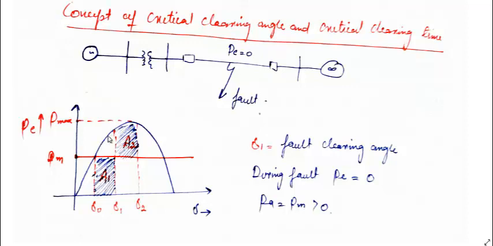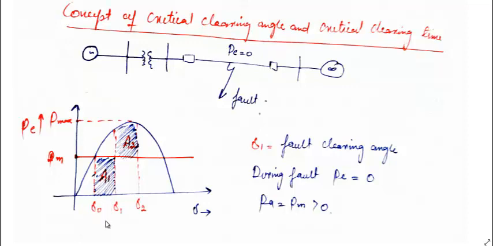Electrical power would have been this, but since it results in a three-phase fault, electrical power will be 0. We can see electrical power follows this. So the accelerating power will be simply equal to Pm, because Pe is equal to 0. So the accelerating area will be the area between Pm and Pe equal to 0, that is this line.